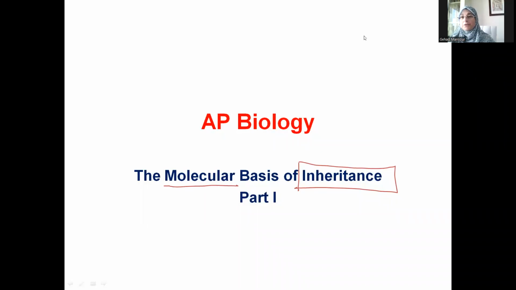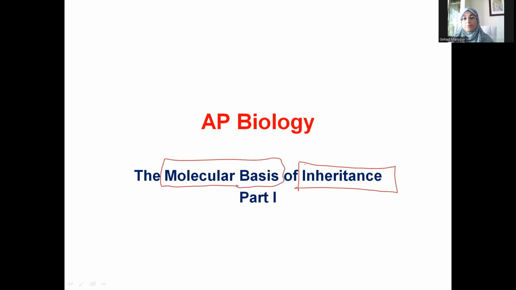Good morning. This is the first part of the molecular basis of inheritance. Why do we call this unit the molecular basis of inheritance? In the previous unit, we studied the inheritance of characteristics from parents to offspring, and today we are going to study the molecular basis of this inheritance.